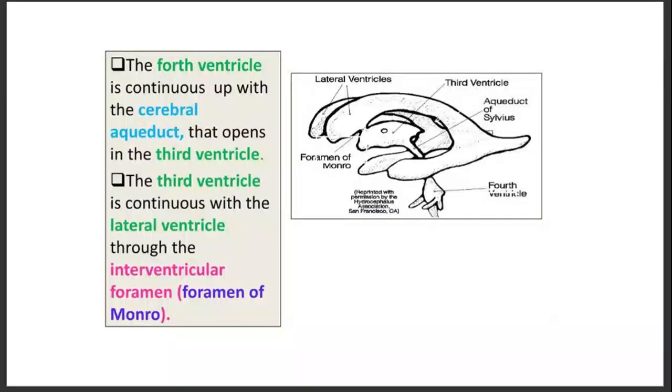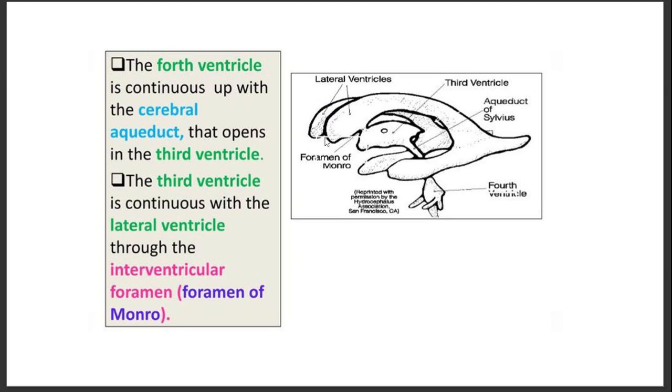The fourth ventricle is continuous up with the cerebral aqueduct. It will continue with the cerebral aqueduct of Sylvius, and that is what connects it to the third ventricle. And then the third ventricle is going to continue with the lateral ventricles through what we call the interventricular foramen of Monro. So if you want to follow how cerebrospinal fluid moves, you start from the lateral ventricles, you are going to the third ventricle.